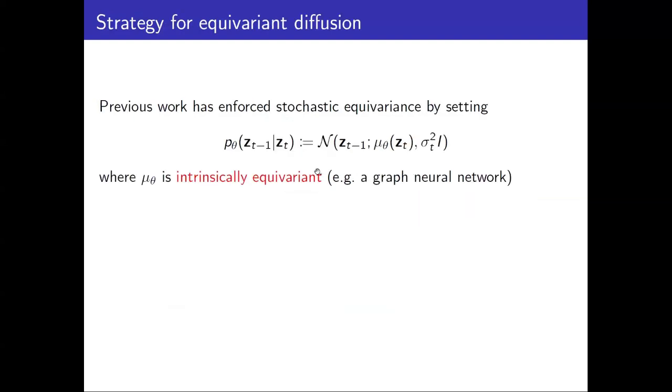And essentially what people have done previously is they have ensured equivariance of this backwards process by using a model that looks like this, where mu theta is an intrinsically equivariant neural network. So it's a Gaussian distribution. It goes from z_t to z_{t-1}, and it uses an intrinsically equivariant mean function. And you can show that that gives you an equivariant backwards kernel.